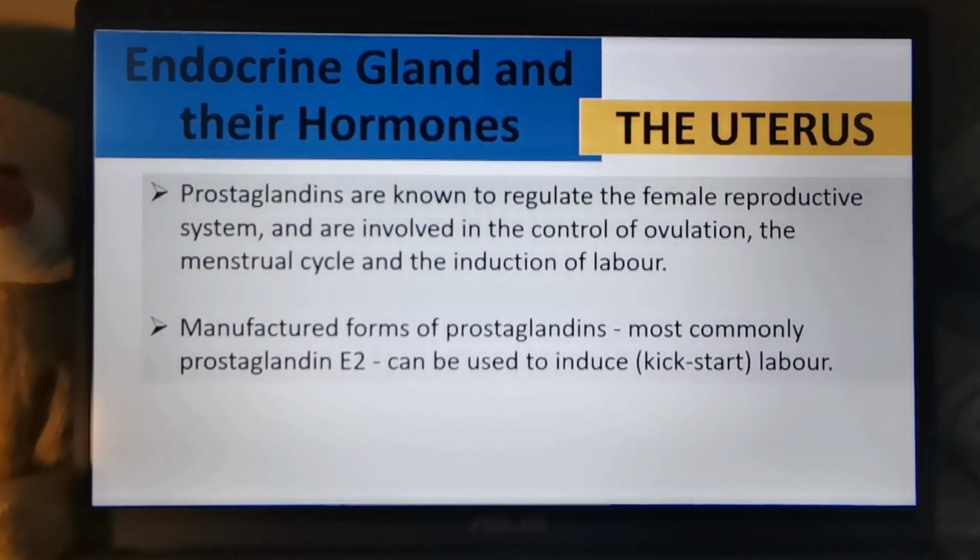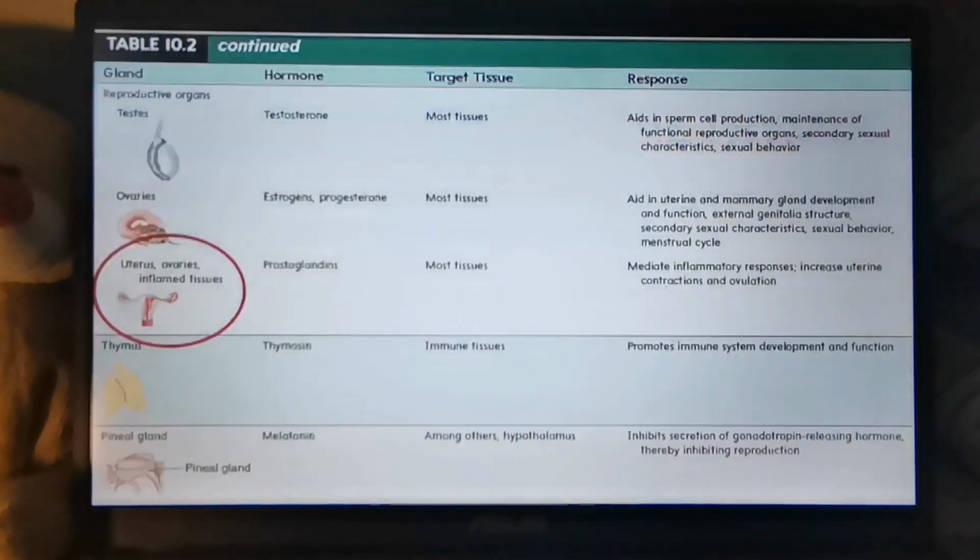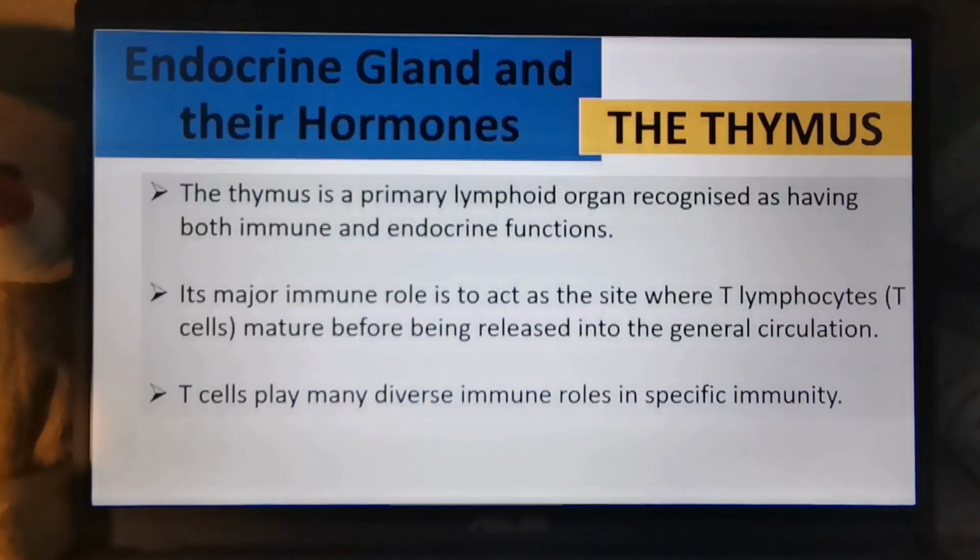The uterus. In the uterus, you have the prostaglandins. Prostaglandins are known to regulate the female reproductive system and are involved in the control of ovulation. Kailan ka ba nagre-release ng egg cell? The menstrual cycle and induction of labor. Okay, so manufactured forms of prostaglandins are sometimes used to induce labor. So, ini-inject siya para magkaroon ng uterine contraction at mag-start yung labor ng isang babaeng due na manganak. So, yan, uterus, ovaries.